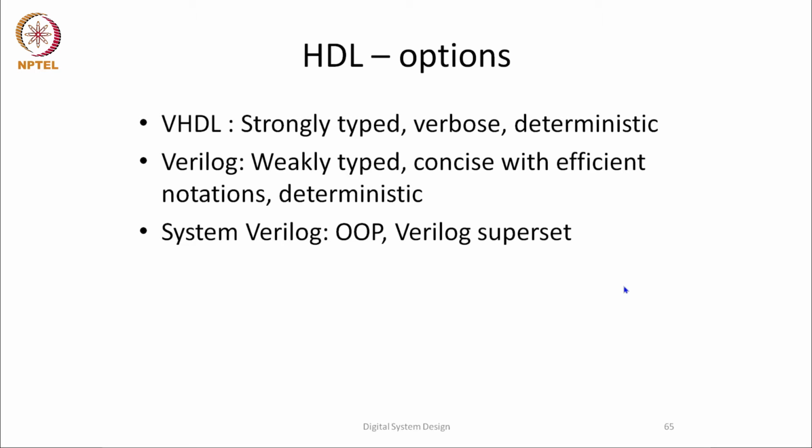The other popular hardware description language is Verilog. It is weakly typed and concise with efficient notations. This particular language, Verilog, is mostly derived from C syntax, so that's why it is quite concise. Weakly typed means you can connect different kinds of data types, although there would be some restrictions, but yes, it is less difficult to write in Verilog with respect to VHDL.